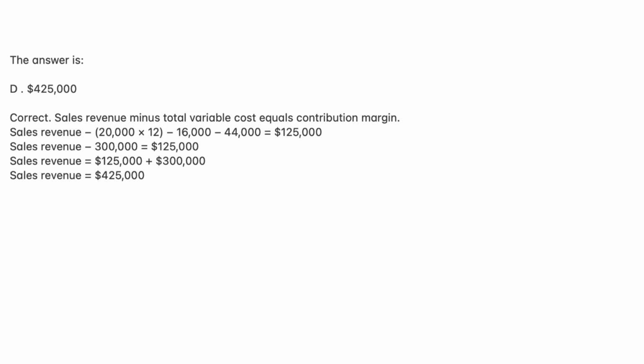$425,000. Correct. Sales revenue minus total variable cost equals contribution margin. Sales revenue minus 20,000 times 12 minus 16,000 minus 44,000 equals $125,000. Sales revenue minus 300,000 equals $125,000. Sales revenue equals $125,000 plus $300,000. Sales revenue equals $425,000.